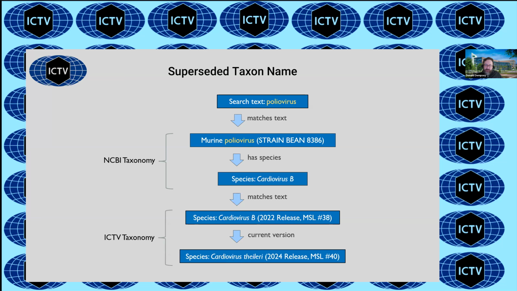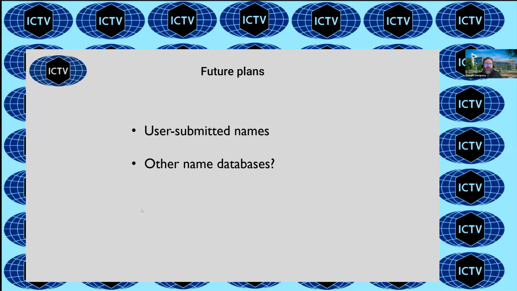The last thing I'd like to talk about is our future plans. One update that we hope to release very soon is the ability for you as users to submit names that you think would be helpful, that maybe we've missed, or maybe something else that would be a helpful search text, whether it's a disease name or common name, etc. Hopefully within the next month or so, we'll have that feature added so that you can submit names.